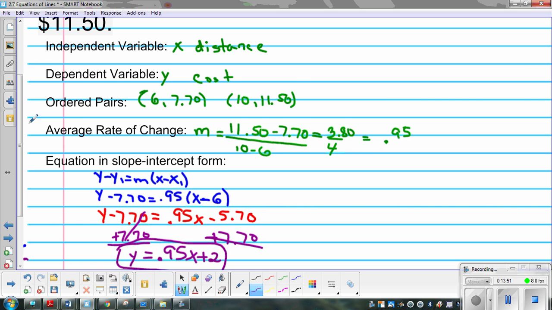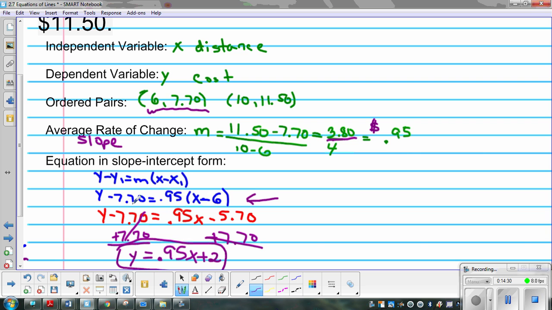To find the average rate of change, which is the same as slope, we used our slope formula. We did y minus y, which is 3.80, over x minus x, which is 4. $3.80 divided by 4 is almost $1. It's 95 cents. I did use my calculator to divide 3.80 by 4. Once we have the slope, we must pick a point. Can you tell by looking here at this line which point I chose? The fact that I subbed in a 6 and a 7.70 tells you I chose the first point right here.